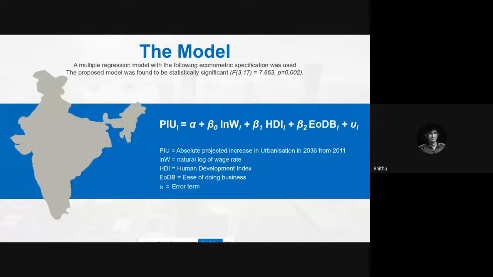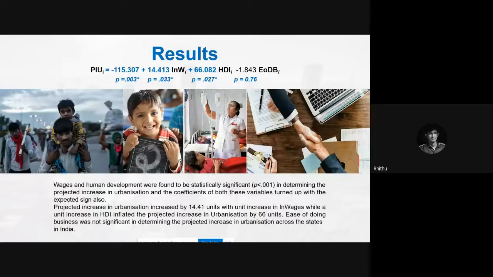After fitting the model, we found the following results. The coefficients turned out to be PIUI equals negative 115.307 plus 14.413 LN wages plus 66.082 HDI and minus 1.843 ease of doing business. The p-values were 0.003, 0.033, 0.027 and 0.76 respectively for each of the coefficients.